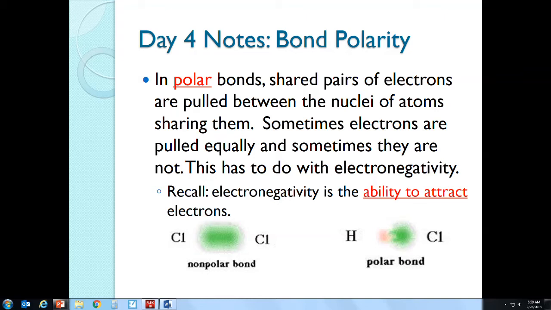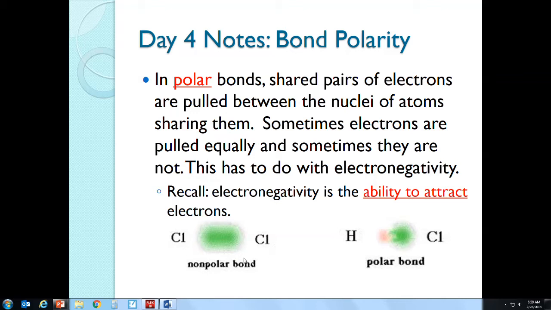In polar bonds, shared pairs of electrons are pulled between the nuclei of atoms sharing them. Sometimes electrons are pulled equally and sometimes they are not. This has to do with electronegativity. So recall, electronegativity is the ability to attract electrons. So basically this is like a little miniature microscopic tug of war.